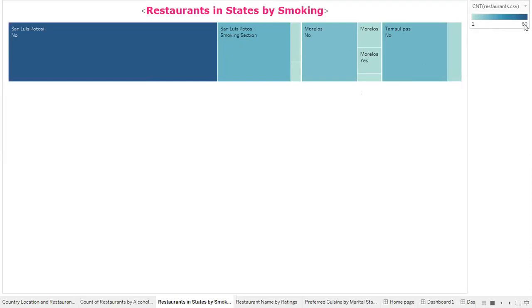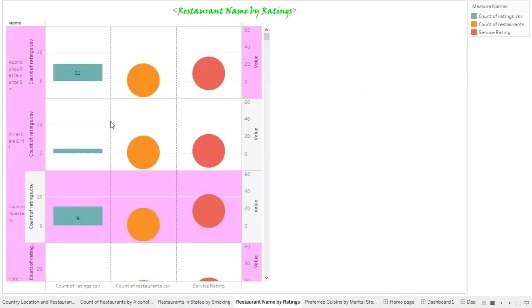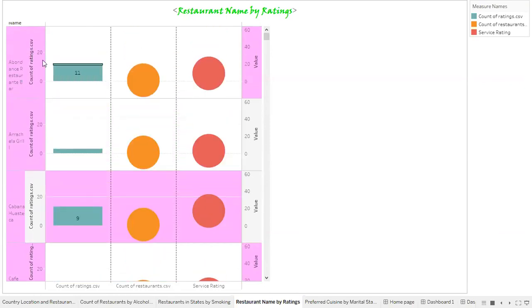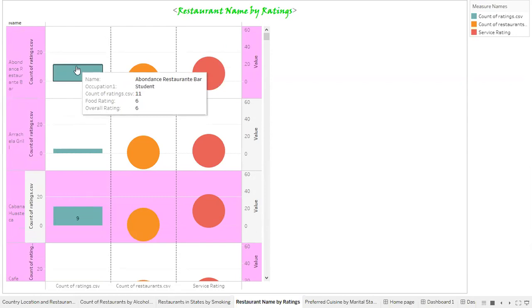The highest number of restaurants that permit smoking together is 60. So we have restaurant names by rating. We can see that these are the names of the restaurants: Cubana, Cubana Huasteca, and just names of restaurants: Cafe KRS, Cafe Amber, and this is the count of ratings. We could look at the name of the restaurant here, Abundance Restaurant Bar.